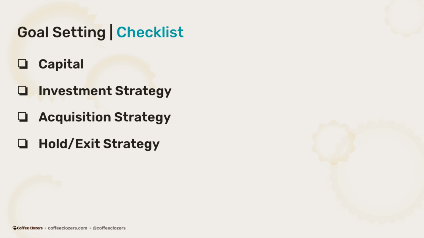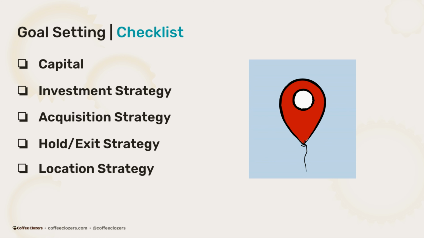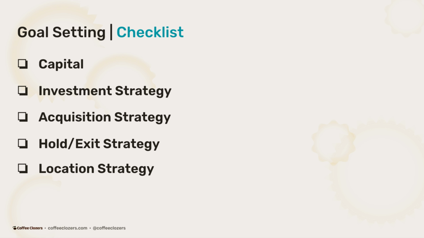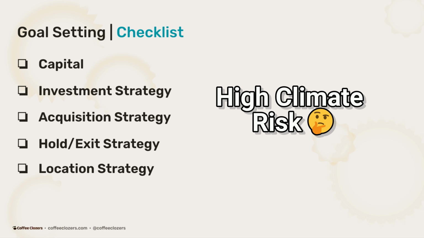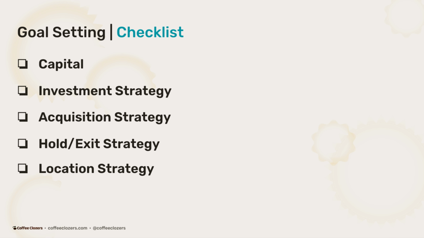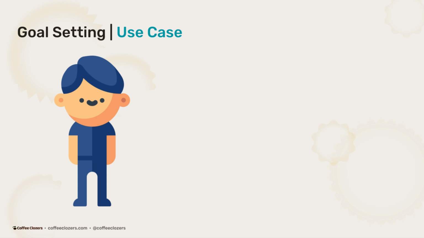Your hold and exit strategy, what are your plans to make the deal profitable? Are you holding it for the long term or maybe shorter term, or maybe just doing a wholesale? Location strategy, what is your risk tolerance for where the property is located? Are you okay with going out of state? Landlord friendly only or non-landlord friendly? Are you okay with high climate risks? These are all things we discussed in the last section, and you should have that logged in your action steps. Let's go through an example.